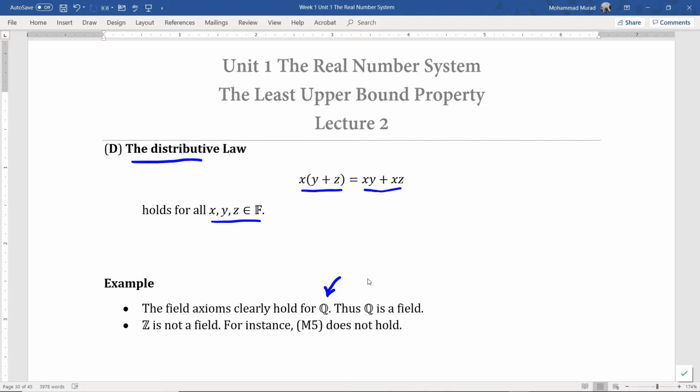The set of integers Z is not a field with the operations addition and multiplication. For instance, the axiom M5 doesn't hold. For example, there is a number 2 in the set of integers, but there doesn't exist any element in Z such that 2 times the number gives us 1.